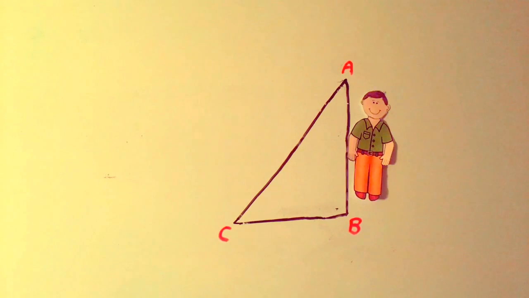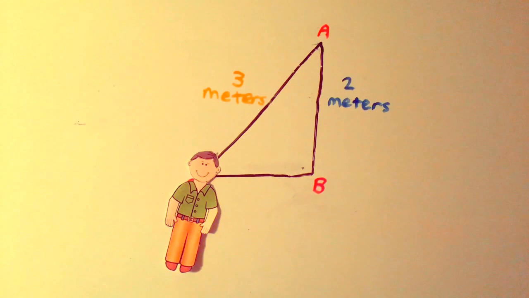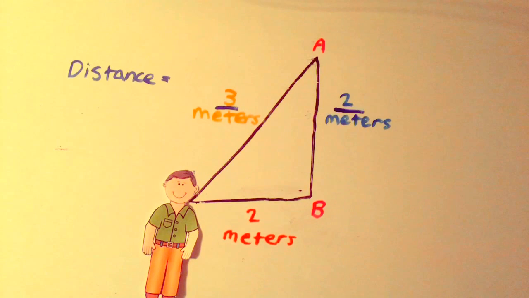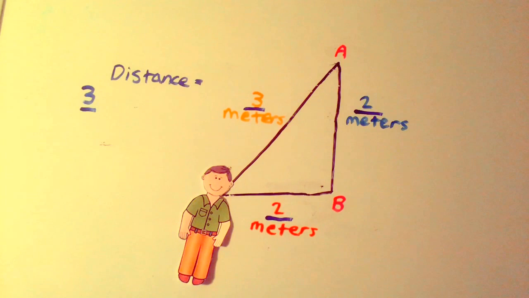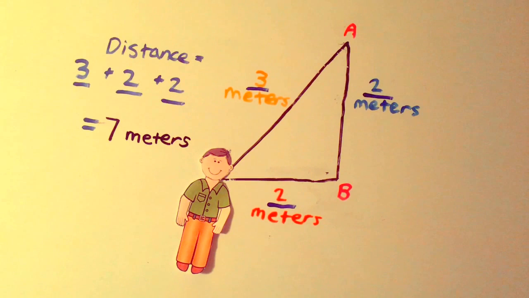Consider the following example. A man walks from points A to B to C. To find the total distance he traveled, you would add up each numeric value of the interval between the traveled points. The total distance here would be 7 as you add 3 plus 2 plus 2.